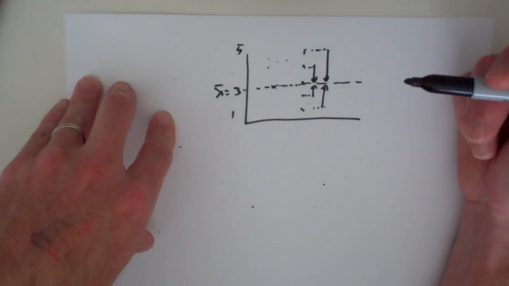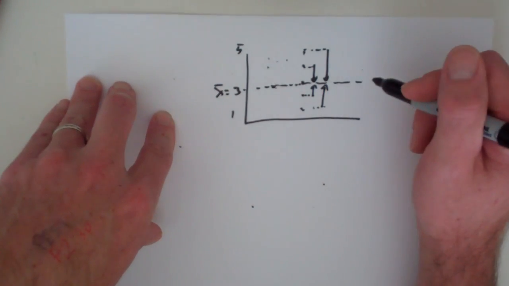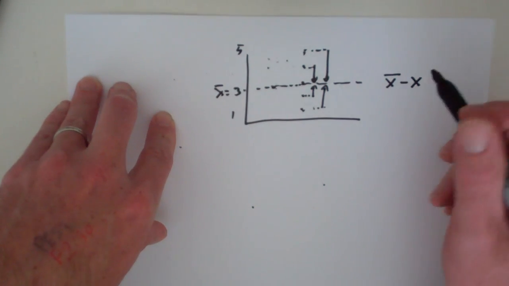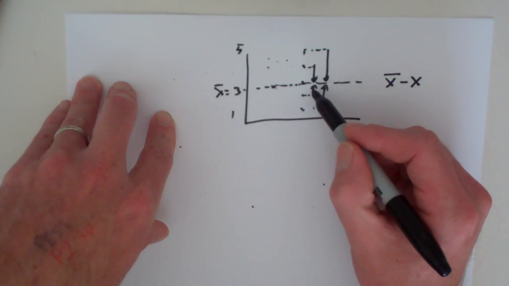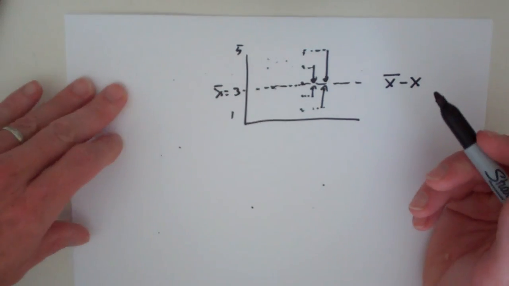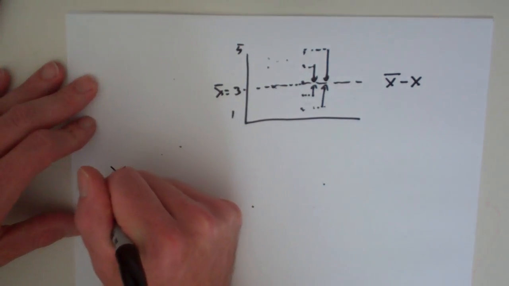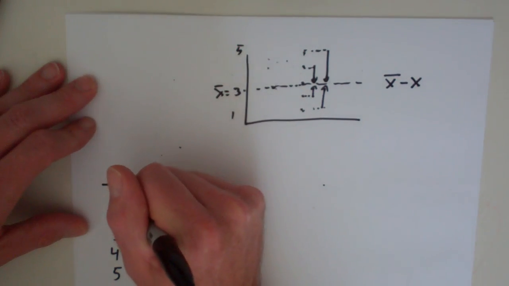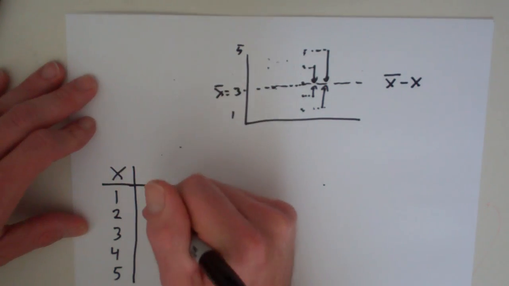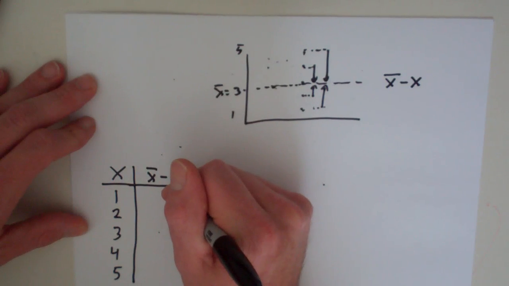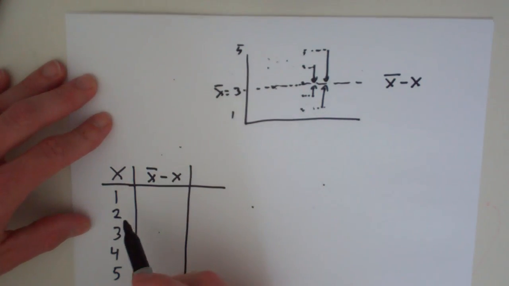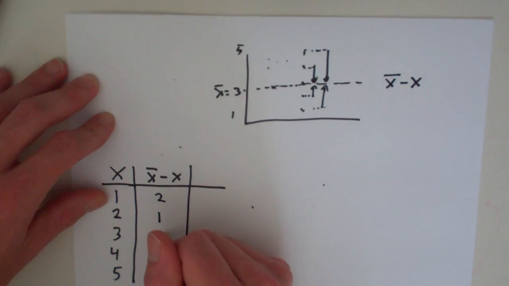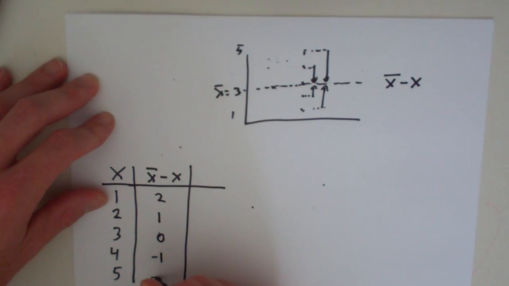So what we can first do is take each point and subtract it from the mean. So here's each point from this central place. If we have these same points, 1, 2, 3, 4, and 5, we can make a new column that is the mean minus each point. And so 3 minus 1 in this case is 2, this is 1, 0, minus 1, minus 2.